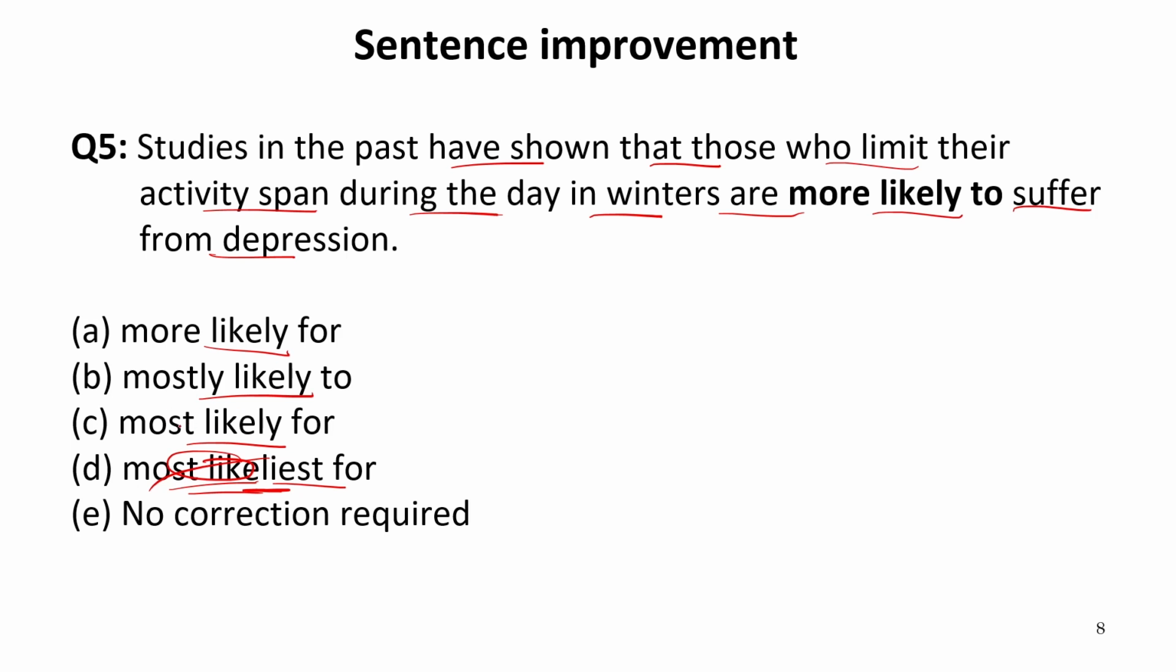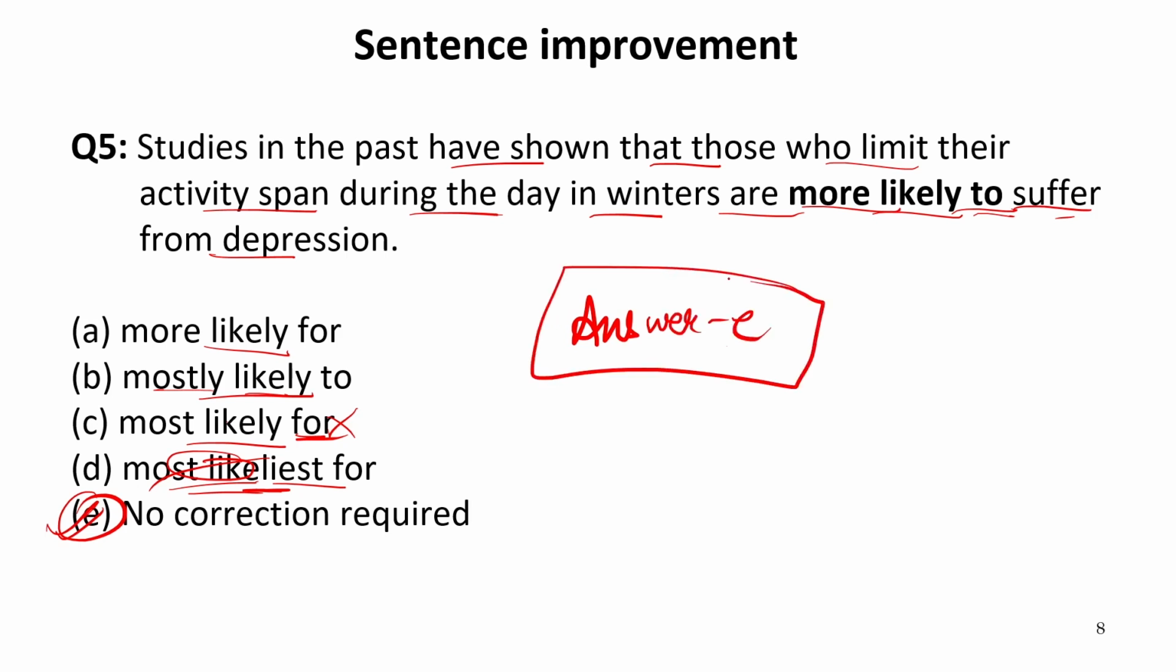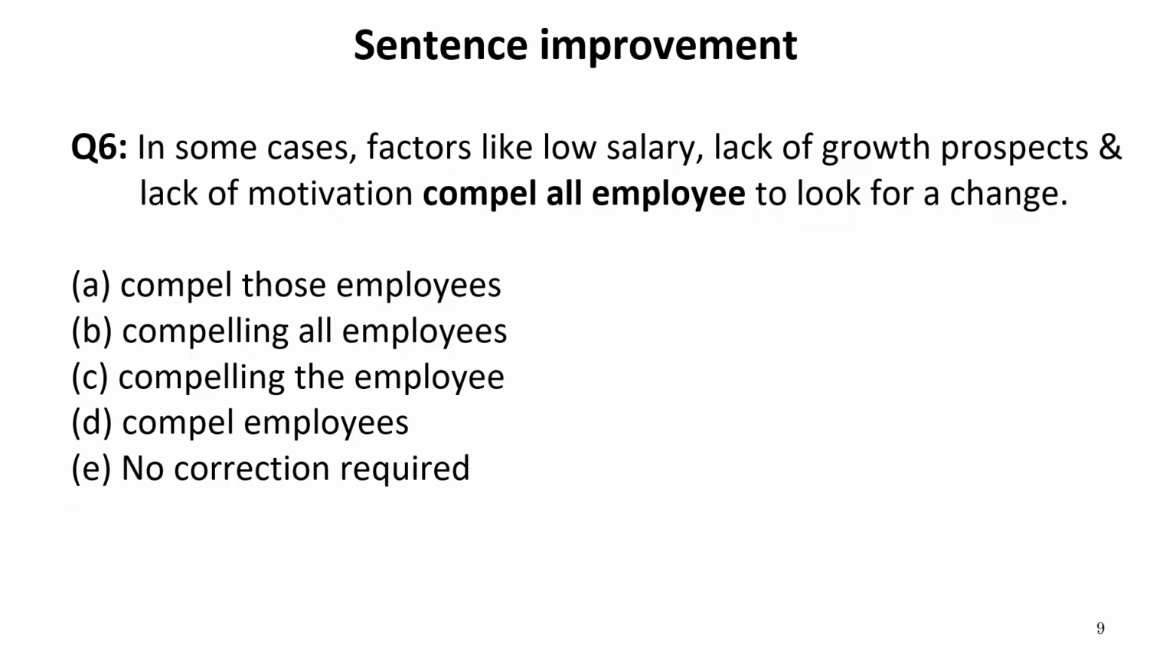And if it is written most likely for, we cannot use for with the verb suffer. Also, for is a preposition. So after a preposition for, we only use verb in ing form. So we cannot use for over here. We have to use only to. Mostly likely is an incorrect phrase. So more likely to is absolutely correct phrase that has been used. So the answer is E, that is no correction required. This is absolutely correct, that there is no correction required in this sentence. Now let us move to the next one.